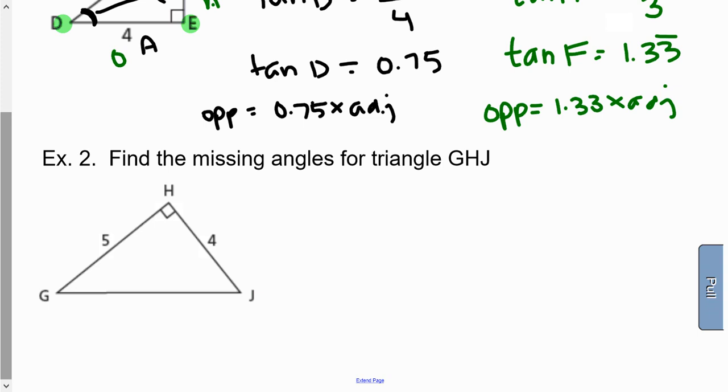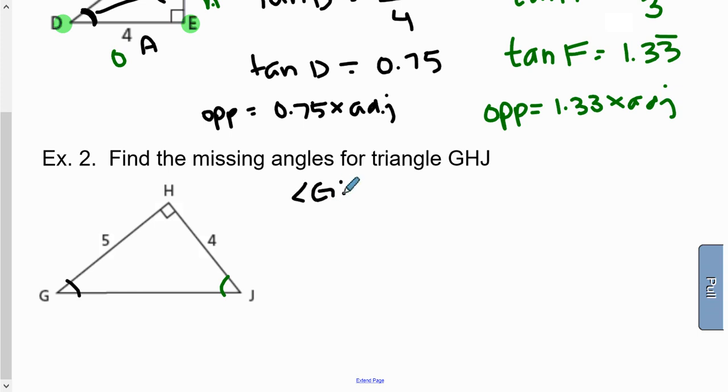Another example, find the missing angles for the triangle GHJ. So, what does that mean? Well, it wants us to find angle G and angle J. And this is what we can use those tangent ratios for. It's just like any other equation we've ever done before. As long as I only have one unknown, I can solve for that unknown. So let's start with angle G.